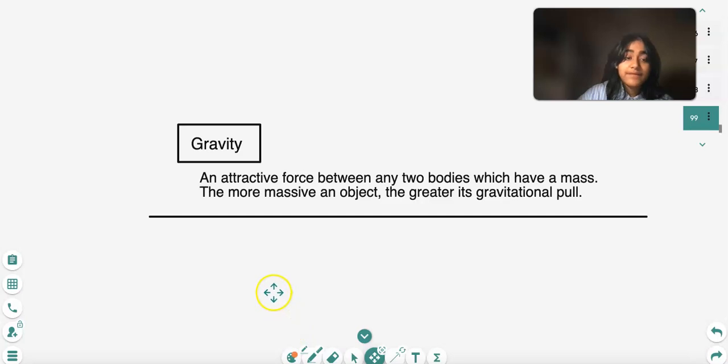Now, what do we mean by a field in physics? A field is defined as an area in which a force interacts. So when we talk about a gravitational field, what we're saying is a zone in which the force of gravity exerted by an object acts and interacts with other objects.